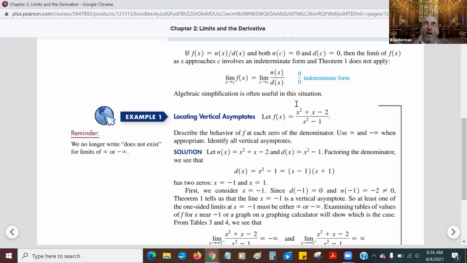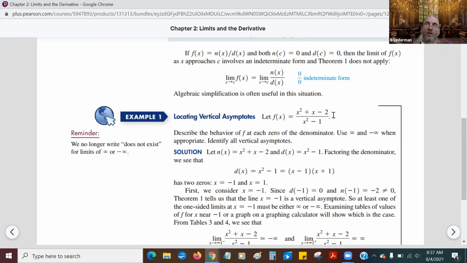So x squared plus x minus 2: if I plug in x equals 1, I get 1 plus 1 minus 2. So if x equals 1, then the top also becomes 0. So I already have a different situation here. If x equals -1, then I have 1 minus 1 minus 2, which is not 0. That's -2 over 0. So if x is -1, that's definitely a vertical asymptote. If x is +1, it's a different story.